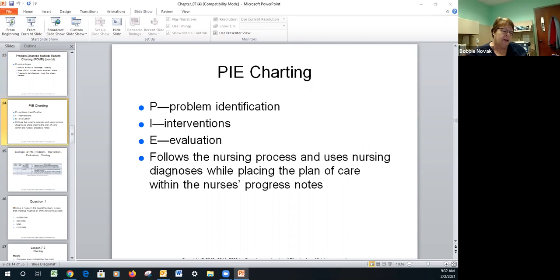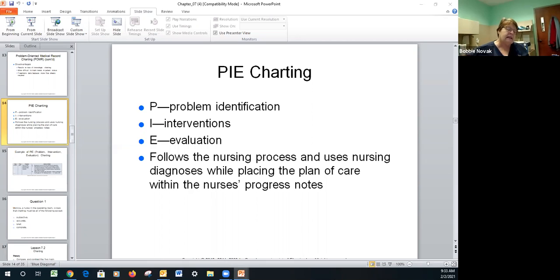So if we look in our books on page 89, these are examples of problem-oriented medical records, okay? The first one being a SOAP note. All right, it's 7/18/18 at 0800. And the problem is number 2, pain in the abdomen.